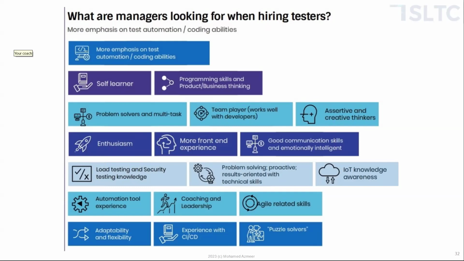Self-learner, meaning you have a knack of learning, so you want to go learn. There are other people who just finish a degree, they don't upgrade their skills at all, just do any job coming their way. But they'll be looking for someone who continues to learn new things. Programming skills and product business thinking. So remember the BA side, that's what you're talking about.